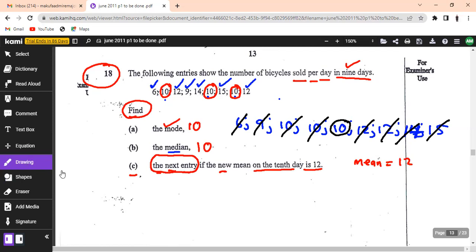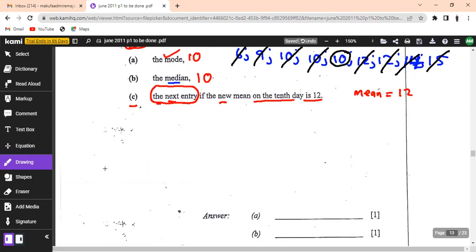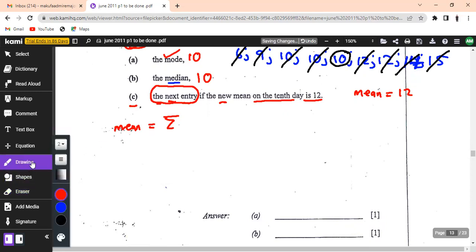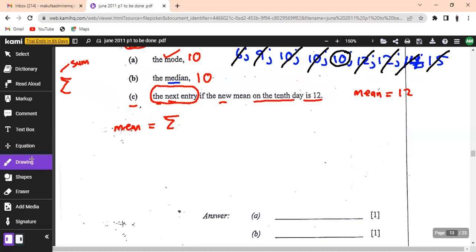What you're supposed to ask yourself is, well, how do you calculate mean? We know that mean is equal to sum of terms over number of terms. This sign here is just a summation. This summation simply means sum of. So I'm saying sum of terms over number of terms. So the mean is there.